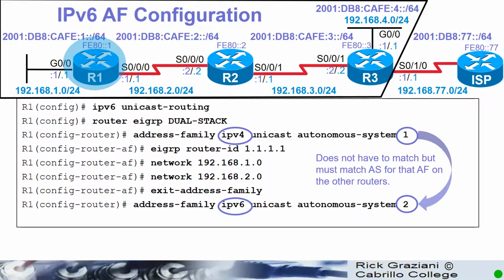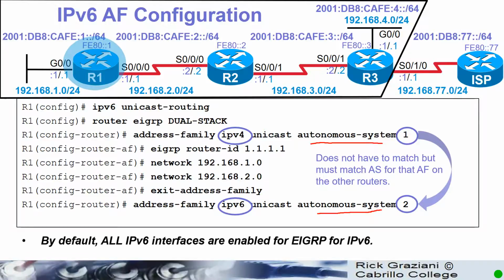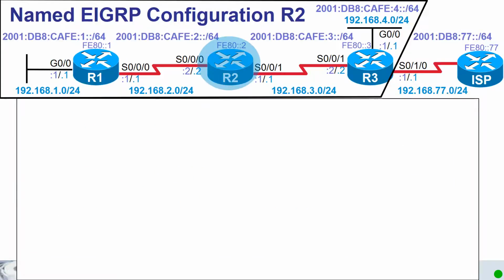Again, the names don't have to match, but the autonomous system numbers are going to have to match on the other routers, because these are the autonomous system numbers for EIGRP that will be used in other areas. By default, all IPv6 interfaces are enabled for EIGRP version 6. And then again, you set the router ID because you're going to be setting these underneath each address family.